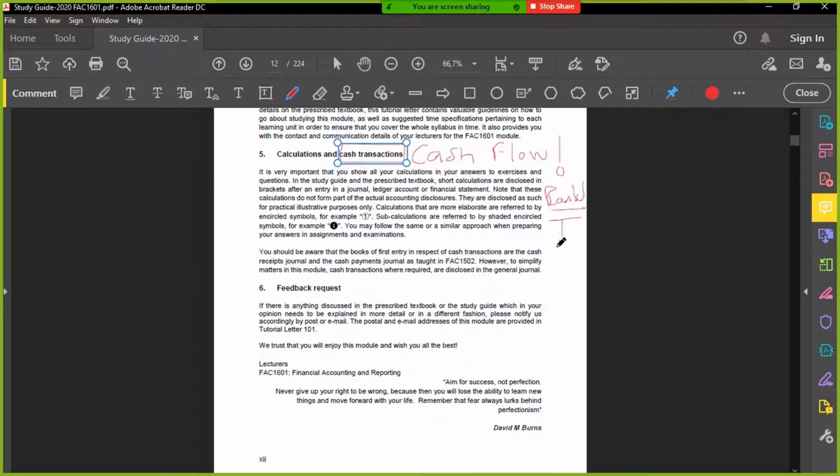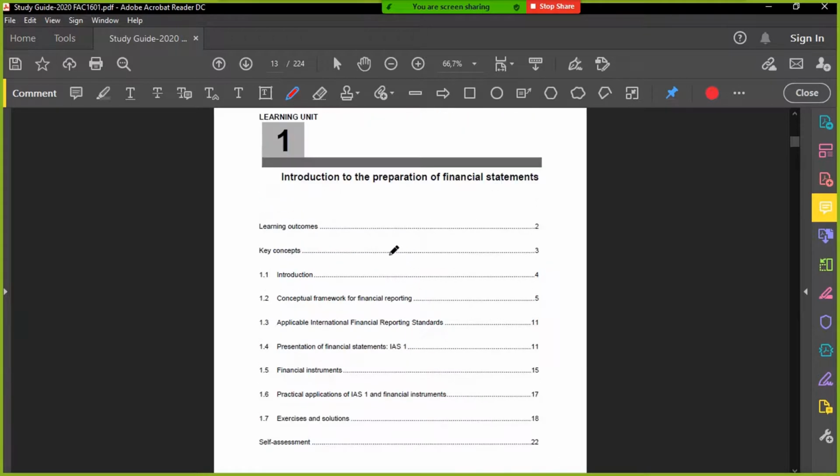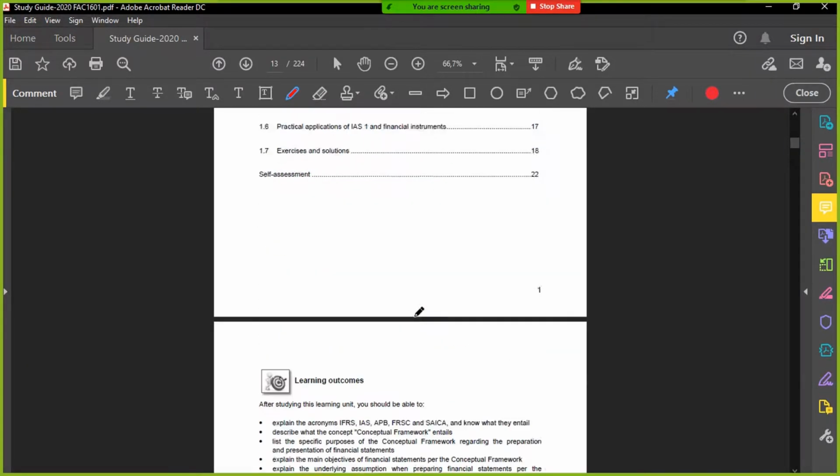Okay, T accounts. We're going to use lots and lots of T accounts to find the cash flow and to calculate and interpret the transactions. All right, and then that's just basic admin, and there we go. Okay, we've reached it. Learning unit number 1, Introduction to the Preparation of Financial Statements. Right, let's have a look at the content.